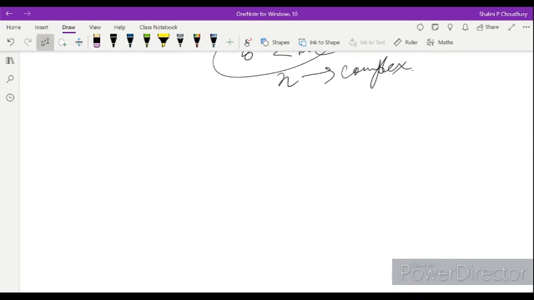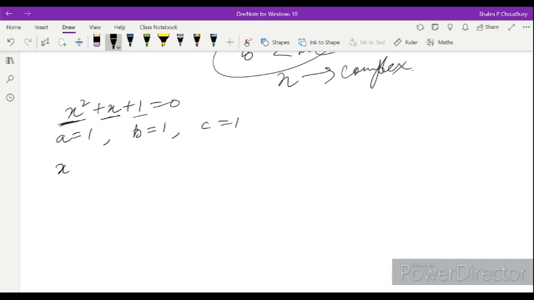Okay, we have a quadratic equation x square plus x plus 1 is equal to 0. Now what we have to find out here, a क्या है, the coefficient of x square is a, so a is equal to 1 here. b क्या है, that is also equal to 1, and c क्या है, that is equal to 1. Now what we have to find out, x का value, तो x का, there will be two values of x, minus b plus minus square root of b square minus 4ac divided by 2a. Okay, so the two values are what? Okay, so now we'll put the values.